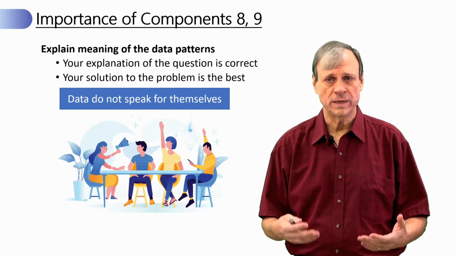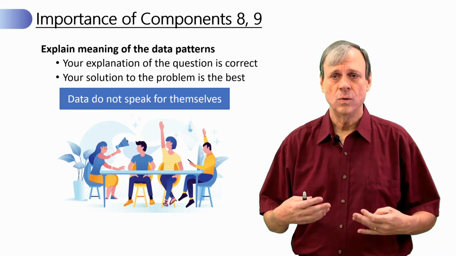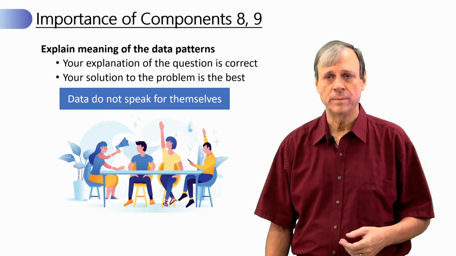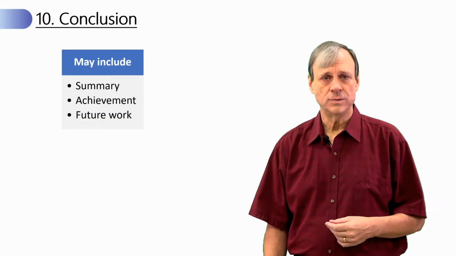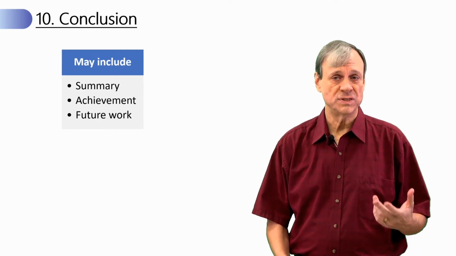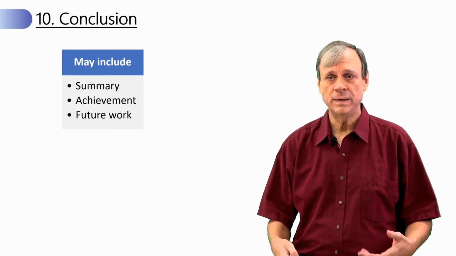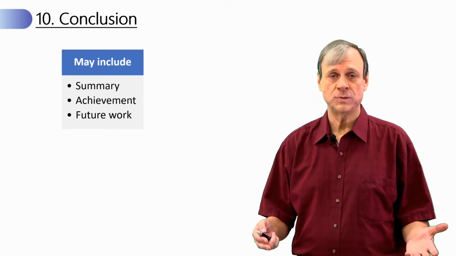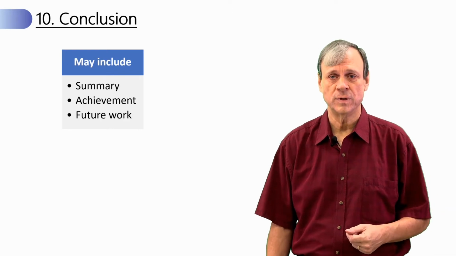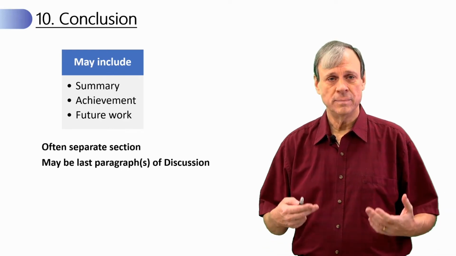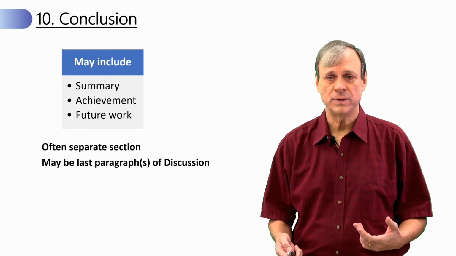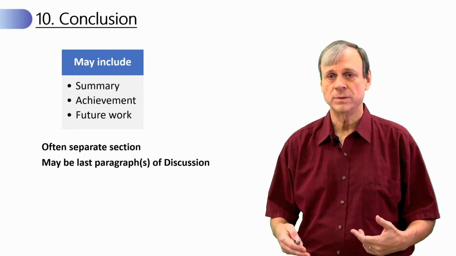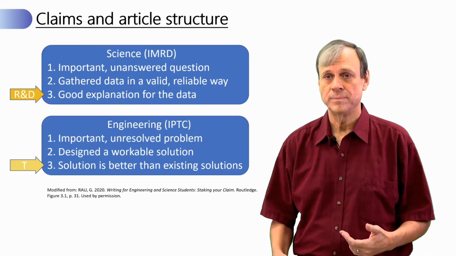You have to show that your explanation of the data is correct, or that the solution is best in some way. And then finally, the conclusion. The conclusion may include the summary of the design, it may include the achievement, or it may include future work, or perhaps 2 or 3 of those different subcomponents. And in many cases in engineering, this is a separate section, but it may also be the last paragraph in the discussion, particularly in the traditional IMRD format.